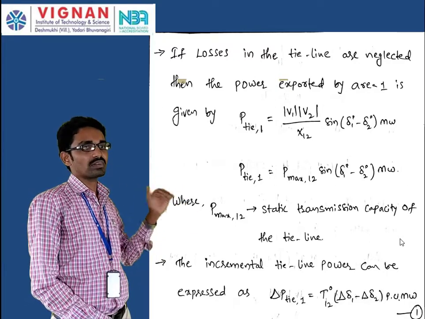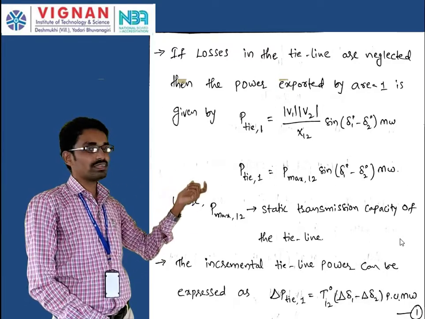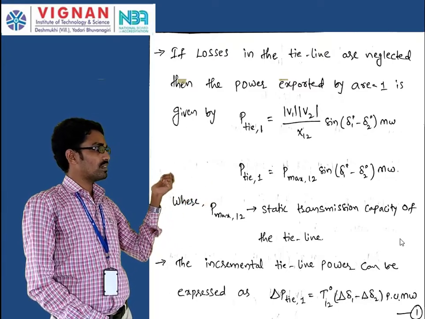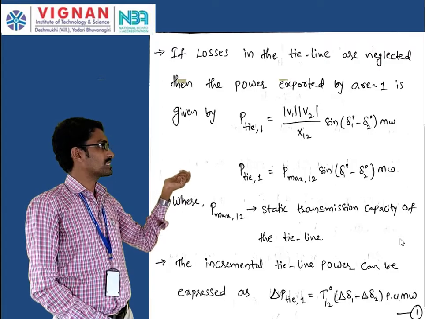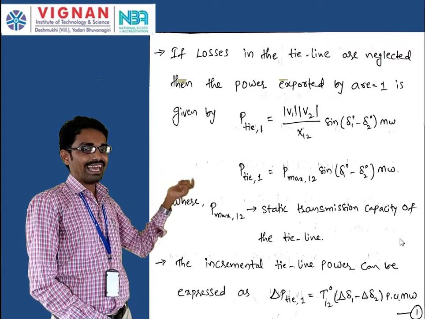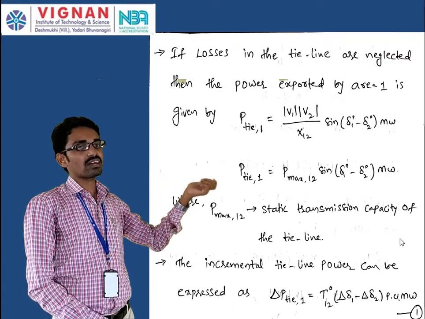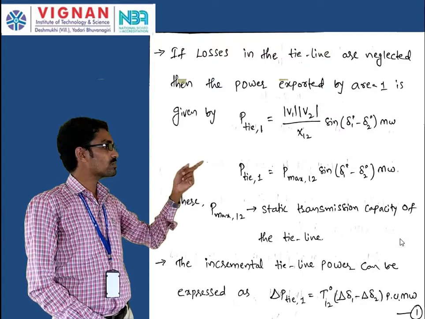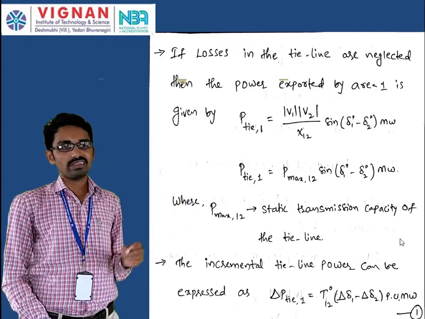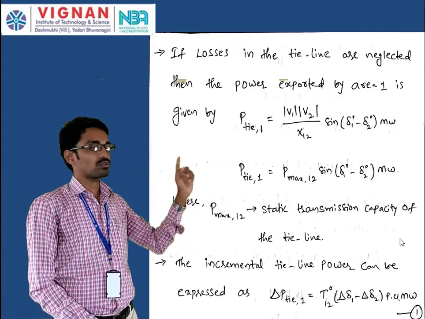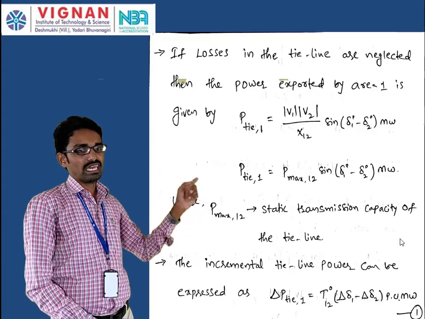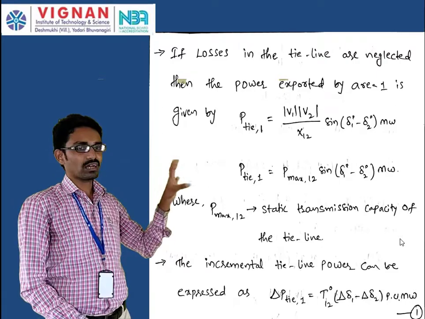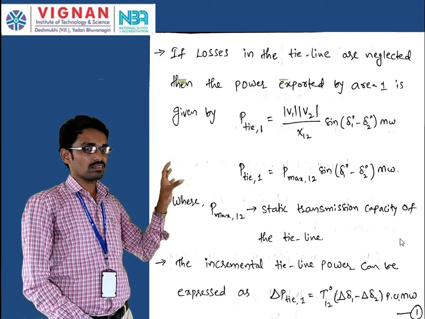That equation I am considering here with two different phase angles, because we have two different loads with respect to different voltages: magnitude of V1, magnitude of V2 by X12 into sine of delta 10 minus delta 20. These are the powers in megawatts. That is, P tie 1 equals magnitude of V1, magnitude of V2 by X12 sine of delta 10 minus delta 20, and the units are megawatts.